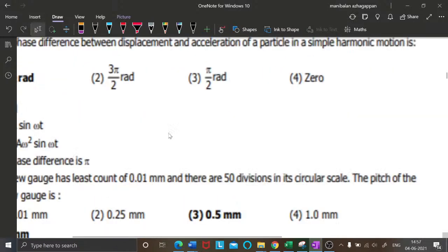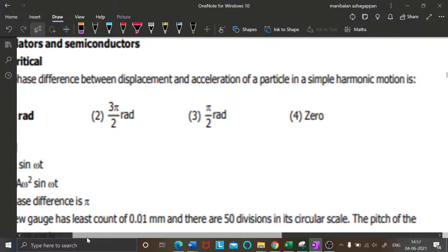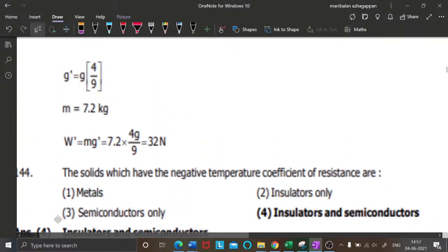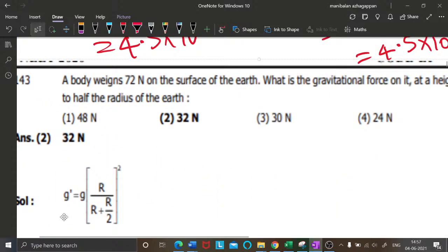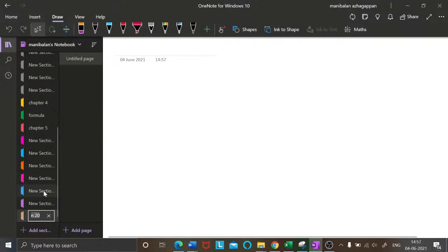See here how I'm going to do this question. It is a gravitation problem. Okay, it is from gravitation. We have this kind of concept. What is the concept? They have given the weight of the object as 72 Newton on the Earth's surface. They want the gravity at the height when it becomes the radius divided by 2. I need an extra page to explain this, so I'll take another page. First I will write the given data, the given solution.